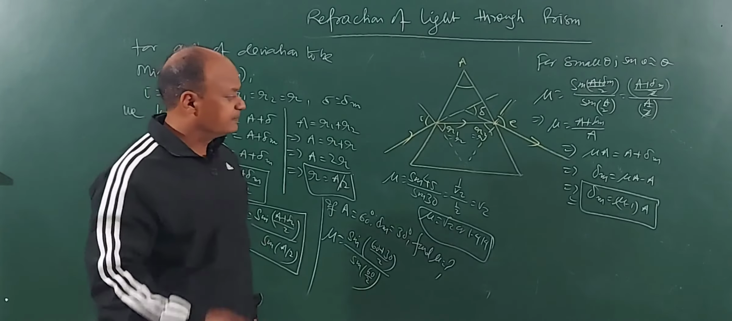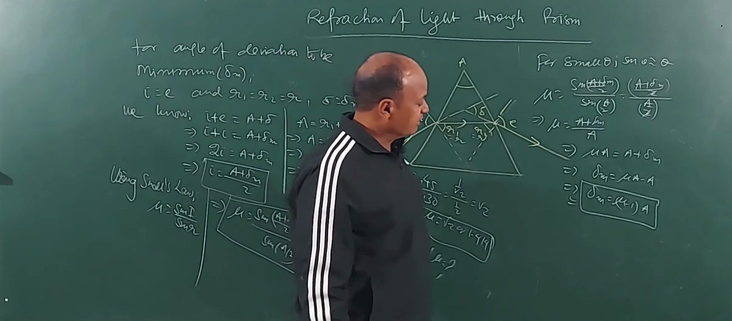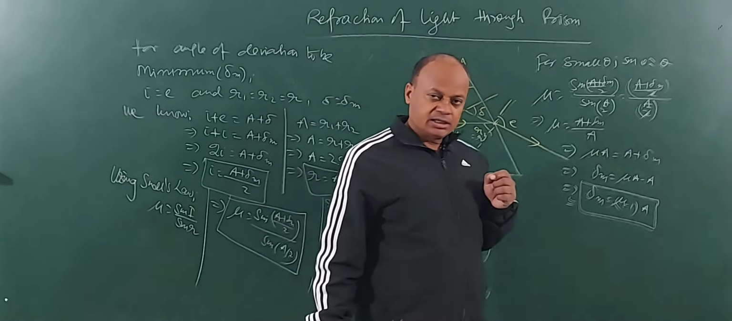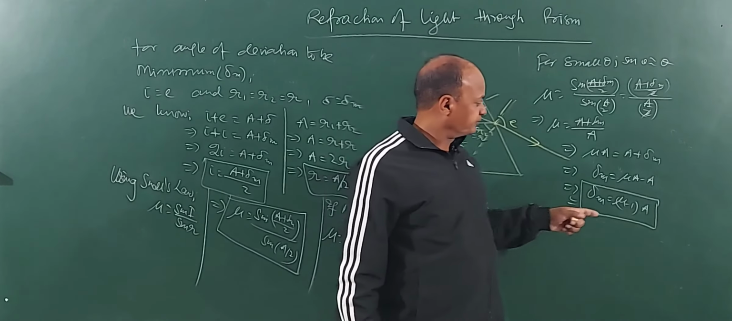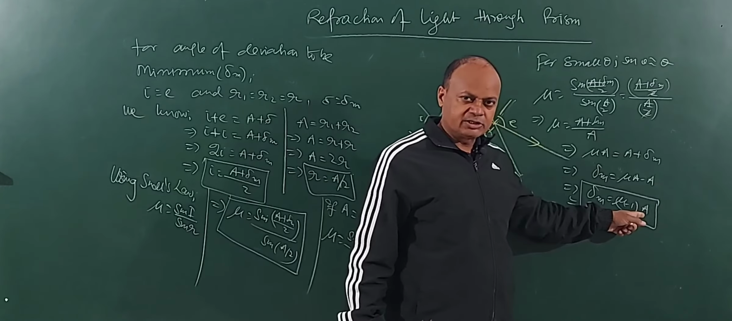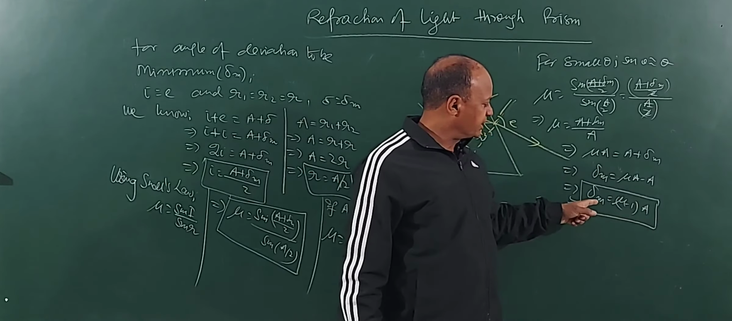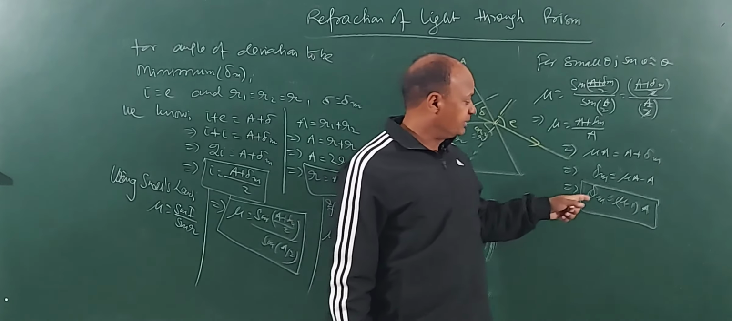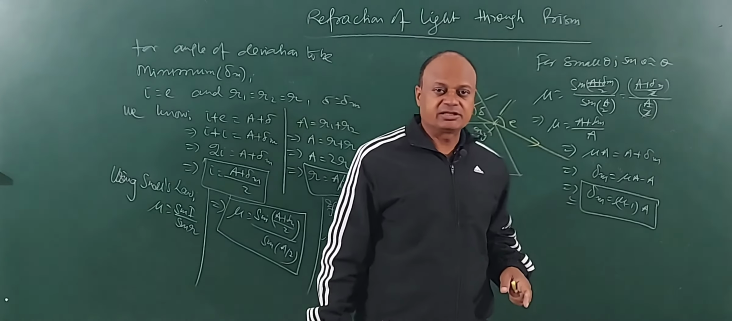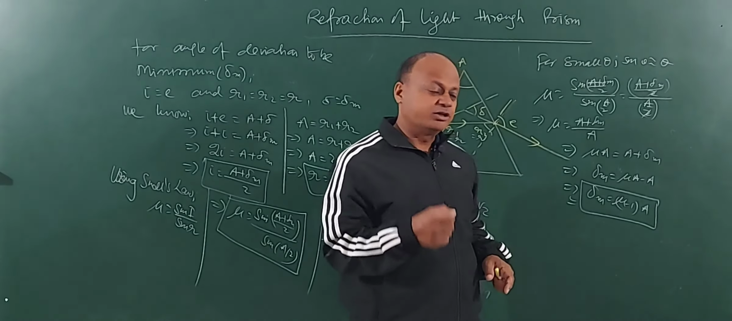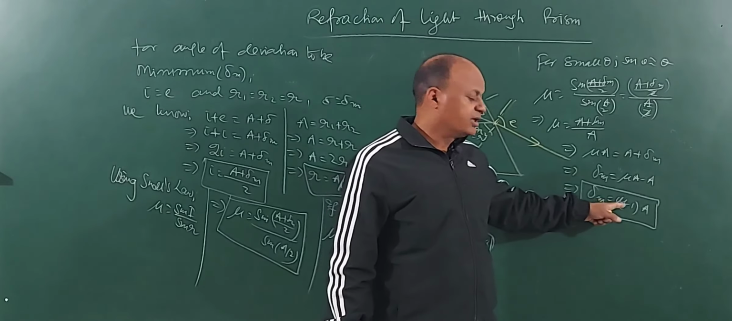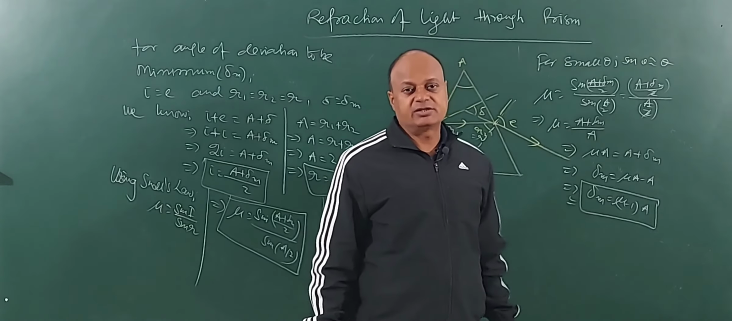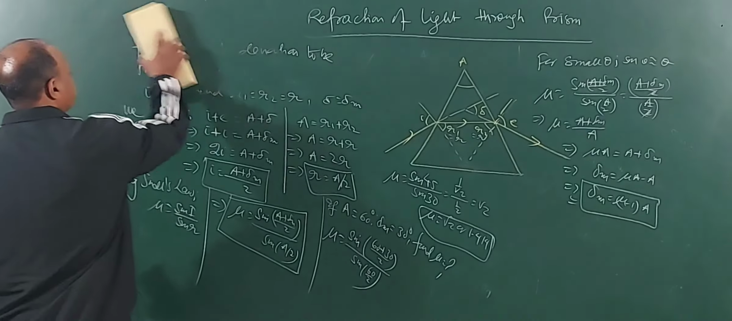We can clearly see that for a given prism, A will be constant. That means refractive index will be the sole deciding factor as to what will be the angle of minimum deviation. Clear? Meaning angle of minimum deviation actually depends on the value of refractive index.